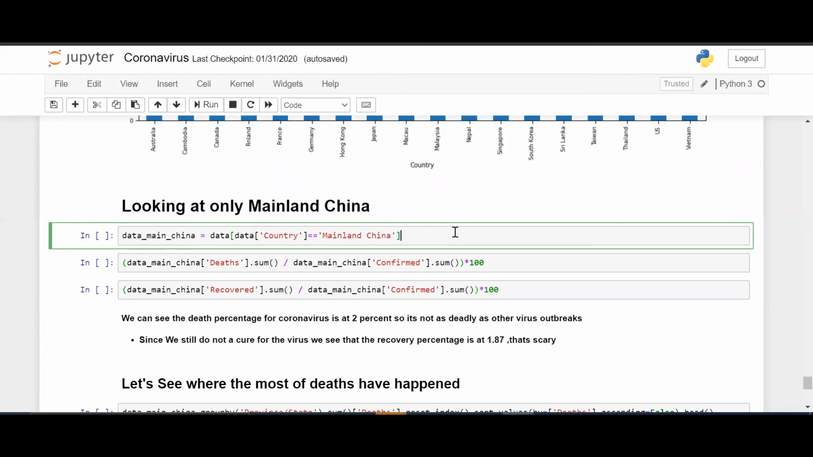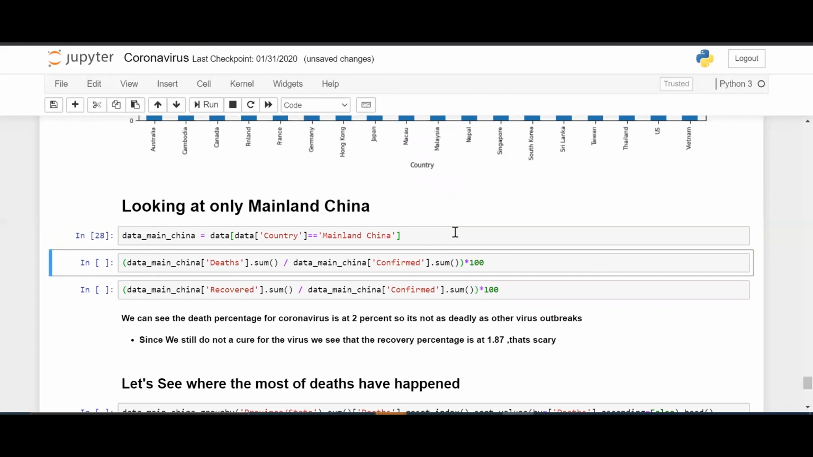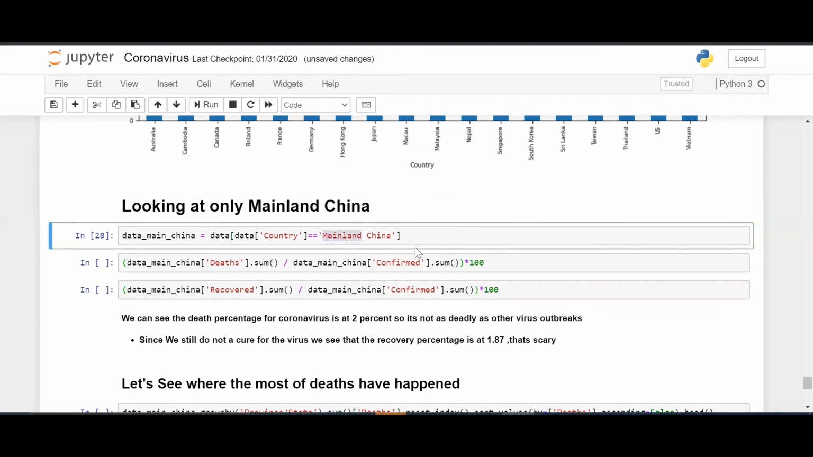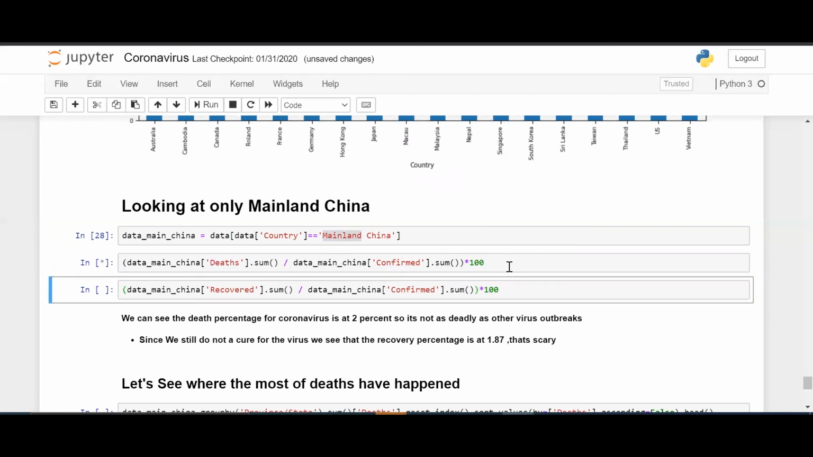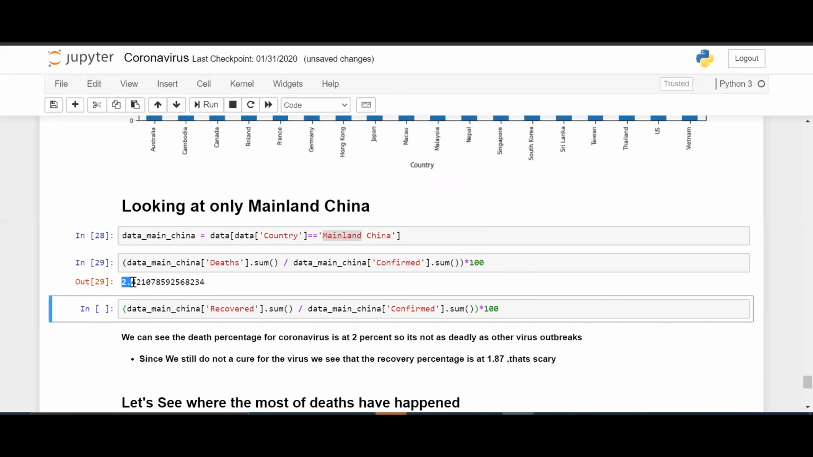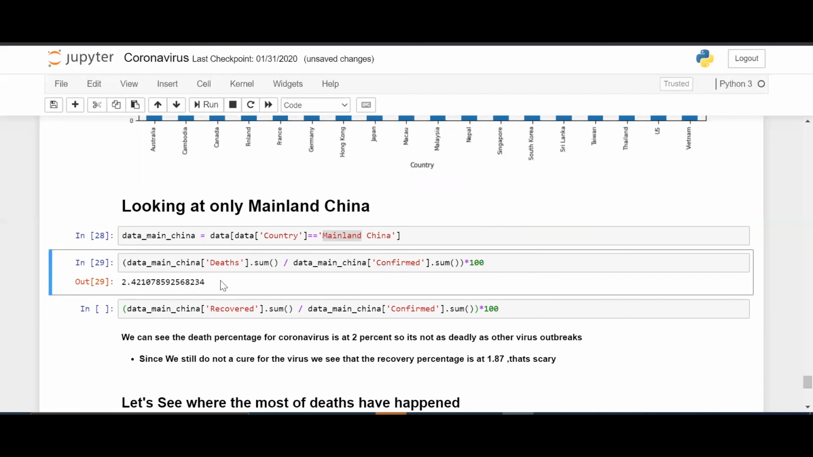Okay, now let us deep dive and get into the analysis of only mainland China, right? So we are going to filter out the data only for mainland China, and we're going to get the number of deaths to confirmed cases ratio, which is 2.4, which is nothing but 2.4% of the victims of coronavirus in mainland China are susceptible to death.